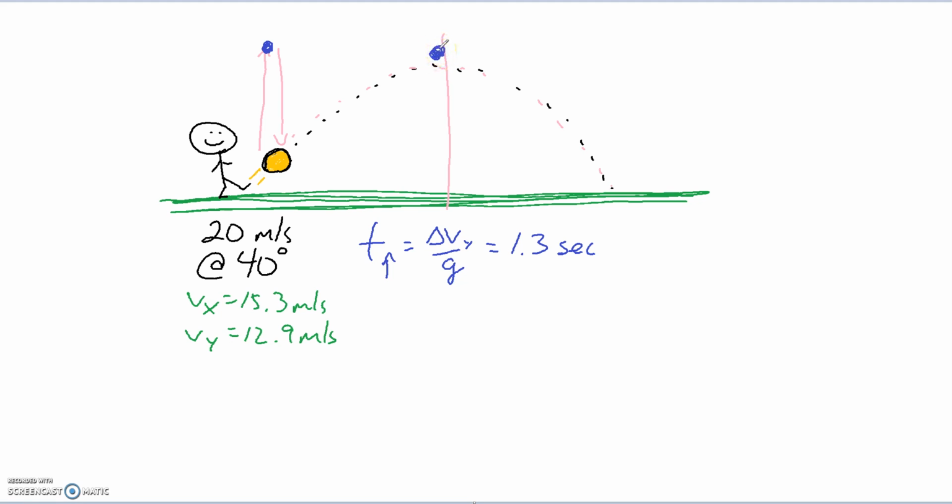And since it's symmetrical, that means that our total time is going to be 2.6 seconds, or time of flight. 1.3 seconds up and 1.3 seconds down.